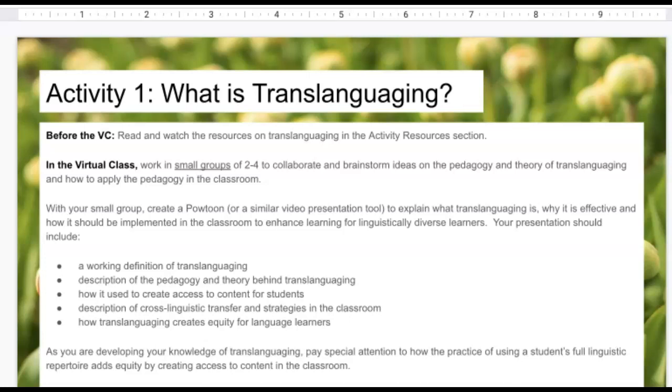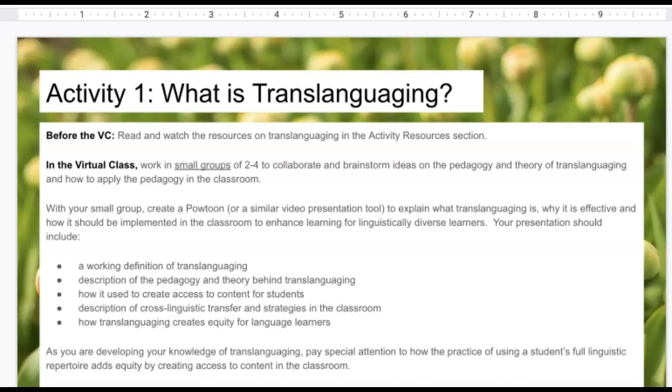Your presentation should include a working definition of translanguaging, a brief description of the pedagogy and theory behind translanguaging, how it is used to create access to content for students, and a description of cross-linguistic transfer, like the examples that I gave about the strategies in the classroom, and how translanguaging creates equity for language learners. All of this should be related to the resources and references that you have in the activity resources section.